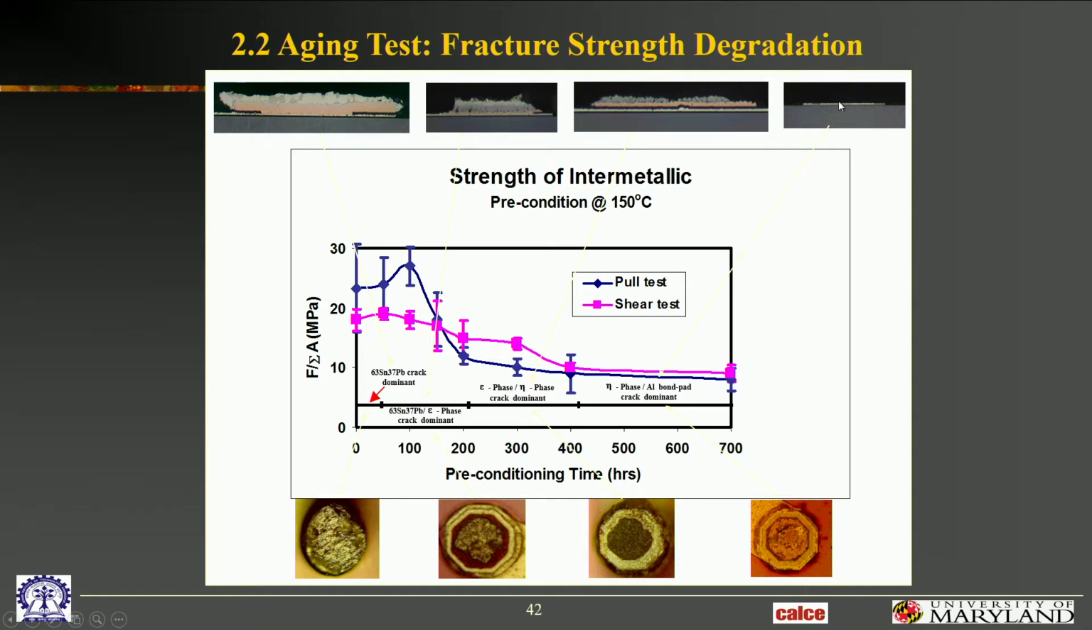Ultimately, at the very end, the copper all got consumed, because as the intermetallic grew at temperature, it continued to consume the copper until at the end, all the copper is gone, and it failed between the intermetallic and the aluminum metallization that was underneath. So by then, the strength has completely become unacceptable. So that's just material property that we're going to use now in our modeling.